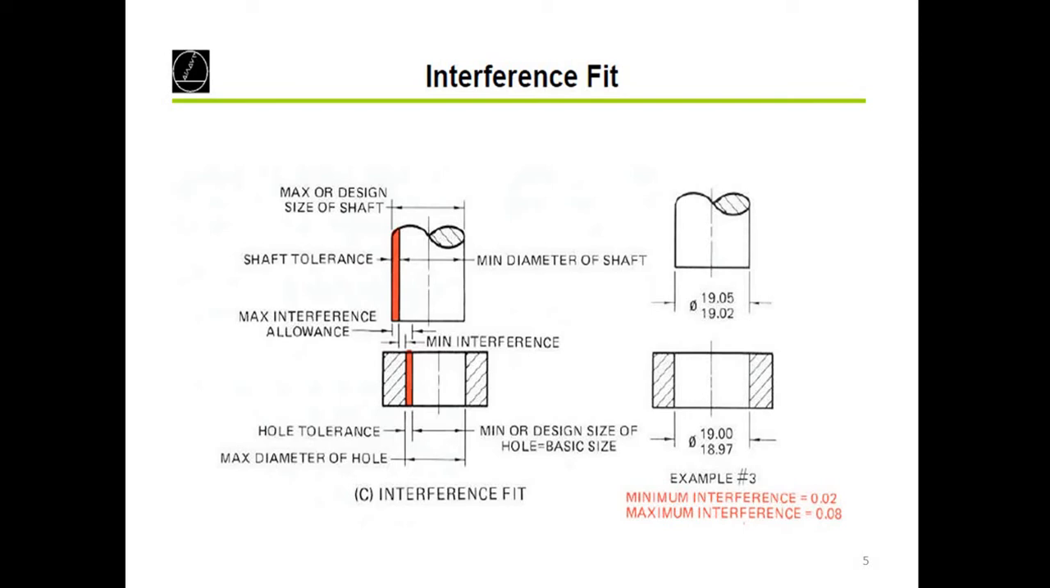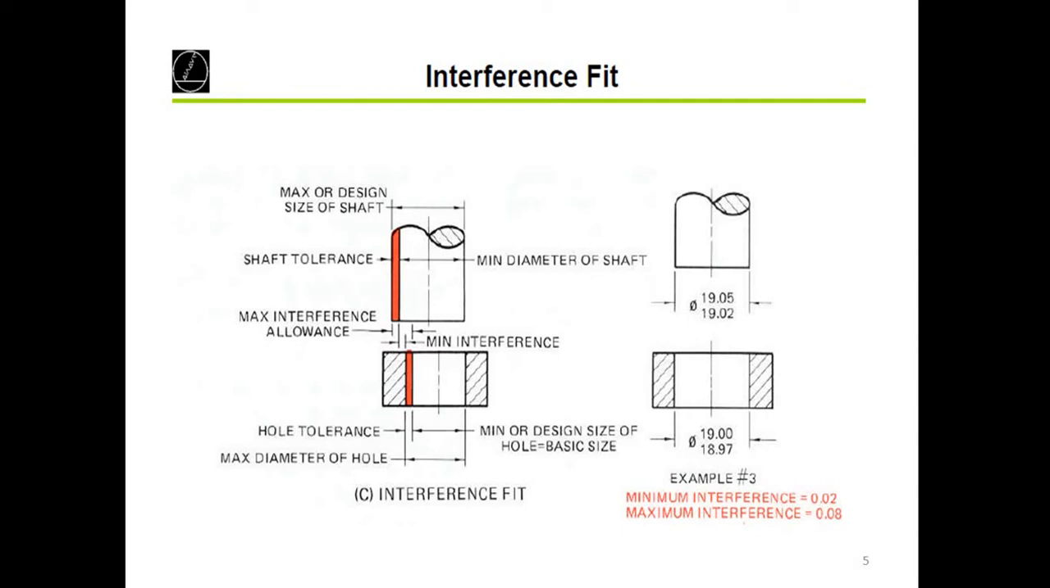According to that, there is a maximum interference allowance and a minimum interference allowance. The maximum interference allowance comes into the picture when the maximum shaft diameter and minimum hole diameter are considered. This is called the maximum interference allowance. And for the minimum interference allowance, the minimum diameter of shaft and maximum diameter of hole are considered. Consider one example.